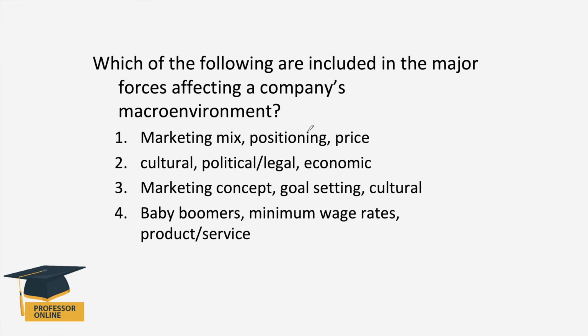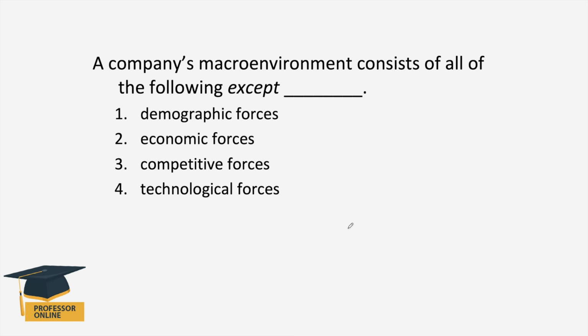So before I finish off the chapter, I've got two questions for you. The first one is, which of the following are included in the major forces affecting a company's macro environment: marketing mix, positioning, price; or cultural, political, legal, economic; marketing concept, goal setting, cultural; or baby boomers, minimum wage rates, and product service. In my view, it is the second one, which is cultural, political, legal, and economic factors. And the last question is, a company's macro environment consists of all the following except demographic forces, economic forces, competitive forces, or technological forces. And the answer for that is competitive forces.